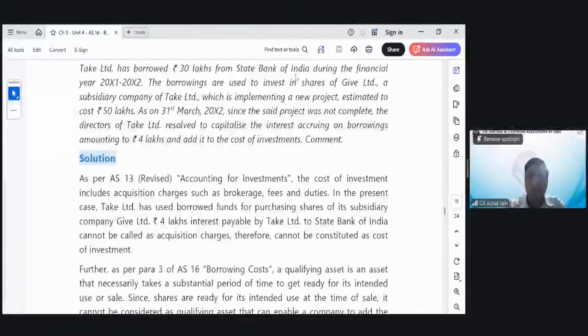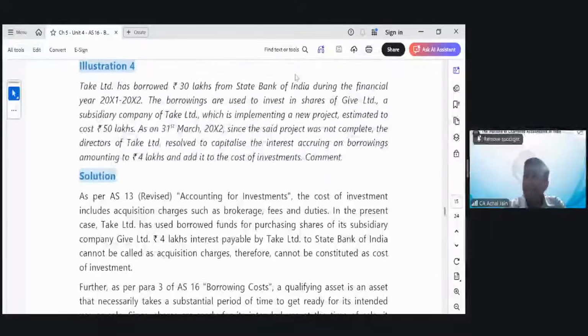Anil, quickly, yes, please pick up. Sir, I'm confused about that 4 lakh rupees. Hello, I'm audible, sir. Yes, you are audible. Please explain, what is the confusion? You're saying I am confused, so what do you mean by that? What is your confusion?